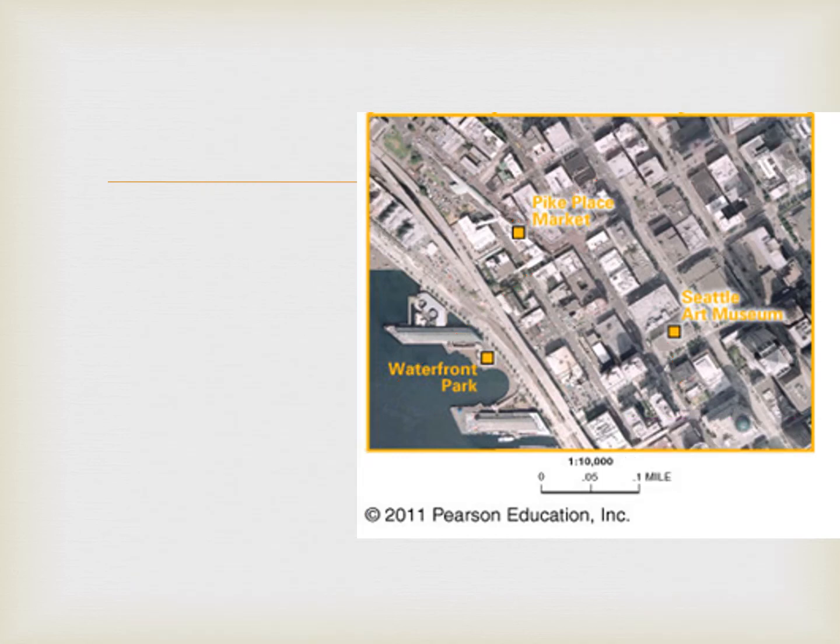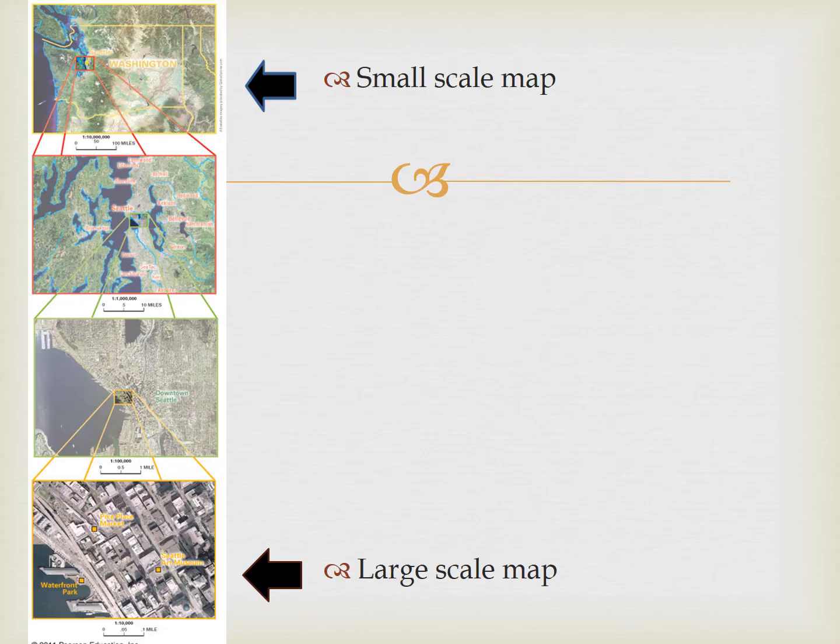But when you compare it to the greater Washington state area, a larger area, our original aerial photograph is a much larger scale representation of the Earth, showing more detail in a smaller area. You have to have something to compare it to.